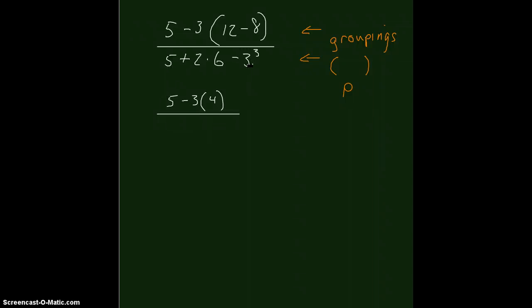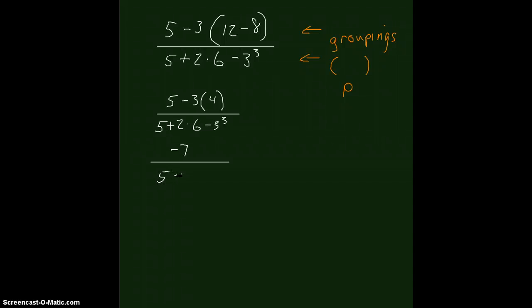Now in the denominator, I'll just rewrite it for now. And I think we can do this in our head. 5 minus, well, what's minus 3 times 4? It's minus 12. So that would be 5 minus 12. 5 minus 12 would be minus 7. And now we've got the numerator done, so let's look at the denominator.